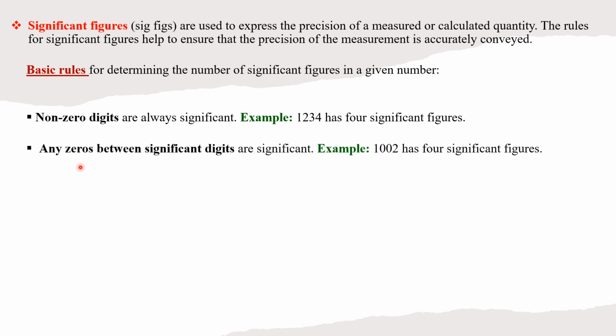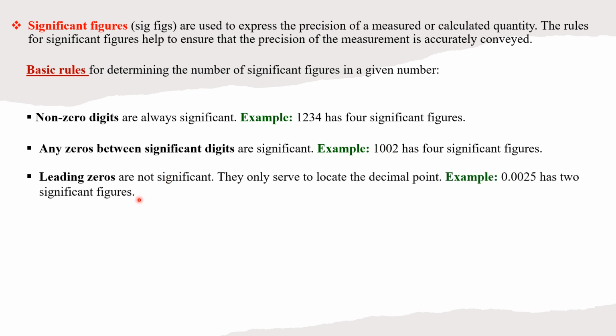The second basic rule is that any zeros between significant digits are significant. For example, 1002. 1 and 2 are significant figures. The zeros are in between, sandwiched in between, so we consider the two zeros as significant. So the total is 4 sig figs.